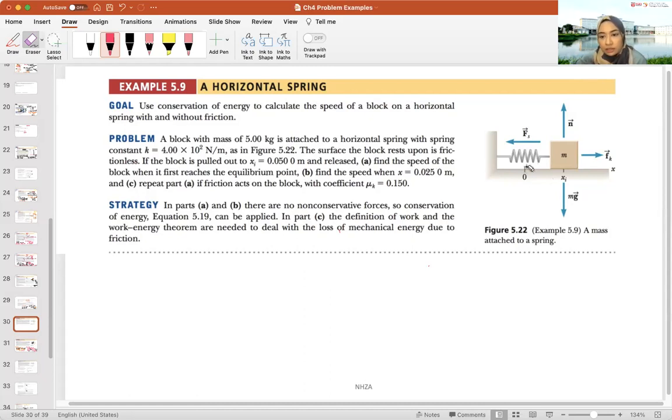Mula-mula dia suruh cari speed kat sini. Lepas tu dia suruh cari speed dekat sini. Halfway through. This is 0, this is 0.05, this is 0.025 kat tengah-tengah ni. Repeat part A if friction acts on the block with coefficient mu k. Okay, kita abaikan dulu C. So this is the strategy. In parts A and B, there are no non-conservative forces, so conservation of energy can be applied. Okay, tu je hint dia.